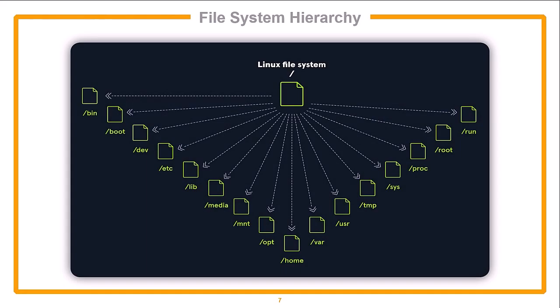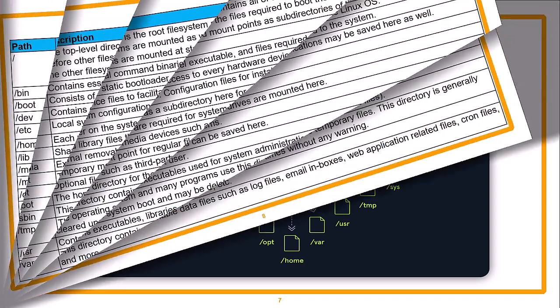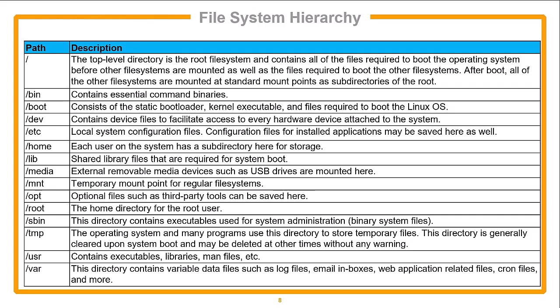Now let's talk about how files are organized. This is the file system hierarchy. Everything stems from one single root point at the top and branches downward into specific folders like bin, etc, and home. Let's demystify what these folders actually hold. Here is your directory cheat sheet. You don't need to memorize them all today, but keep these in mind.